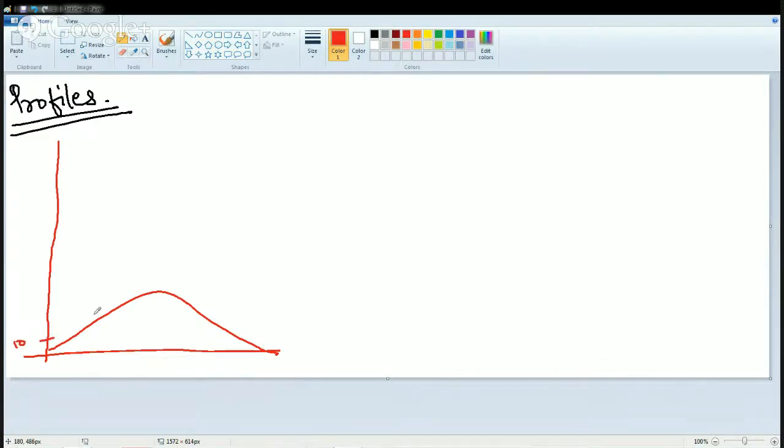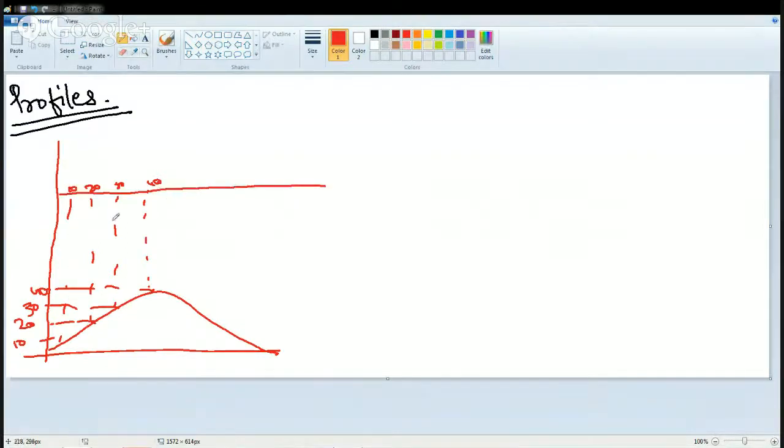This is supposedly 10, 20, 30, and this is 40. Okay, so now here would be the mark 40, 30, 20, and then you have 10. Similarly, you will go there. So this is what will be drawn on the paper. So this is what is known as a serial profile.